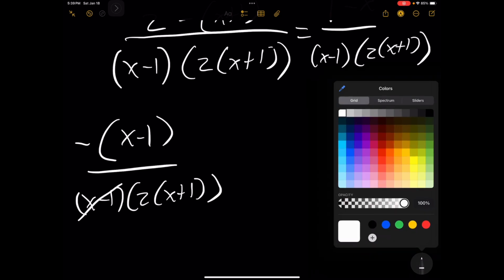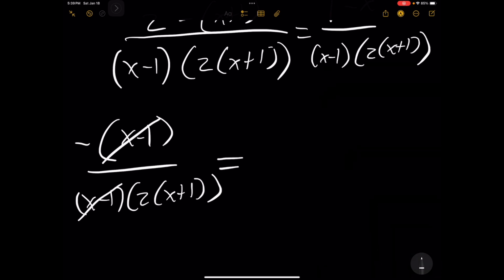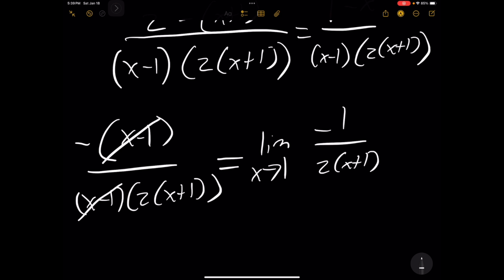Now we have x minus 1s, which can cancel, and we're left with the limit as x approaches, I think we wanted x approaches 1 in this case, of negative 1 over 2x plus 1. And now we can plug 1 in directly, and we get negative 1 over 2 times 1 plus 1, which is 2 times 2, which is negative 1 over 4.